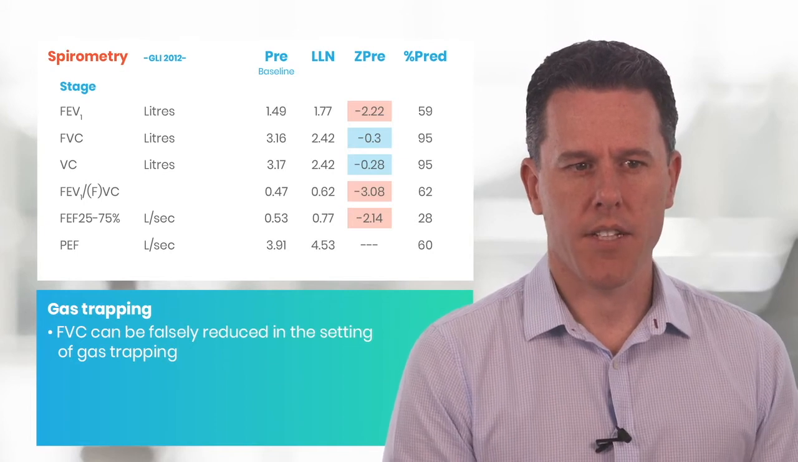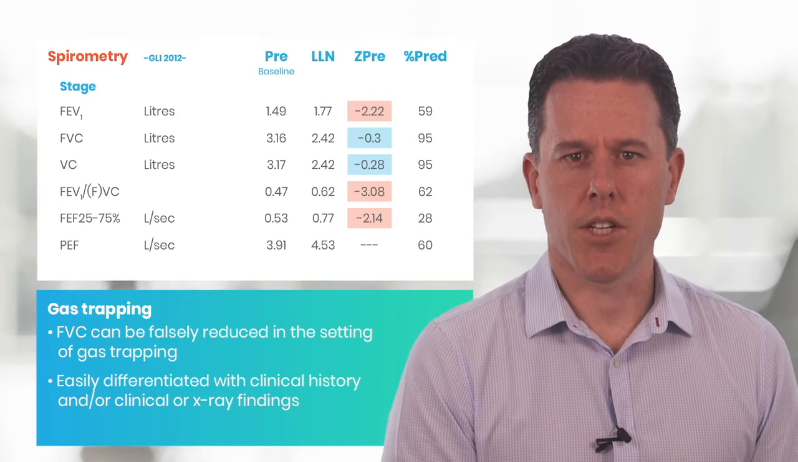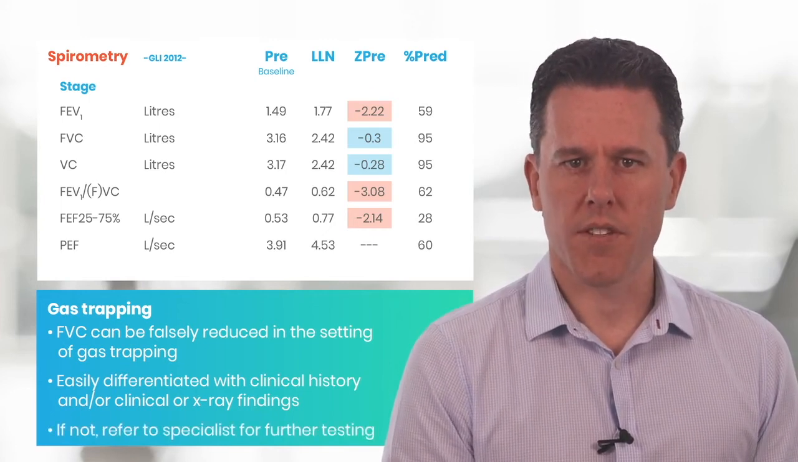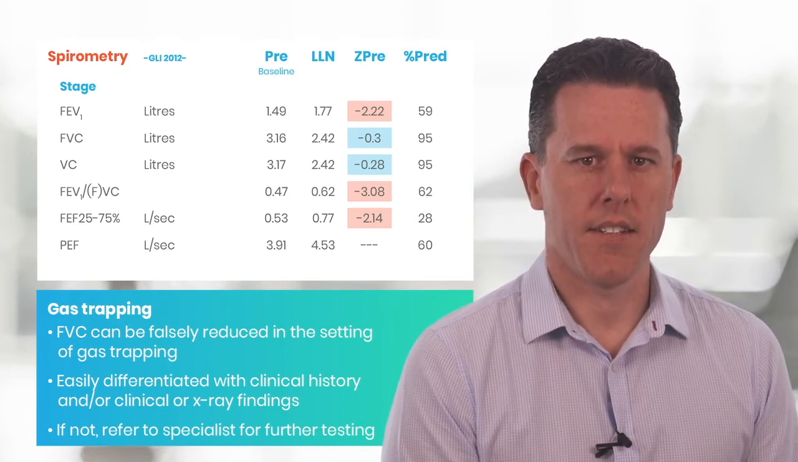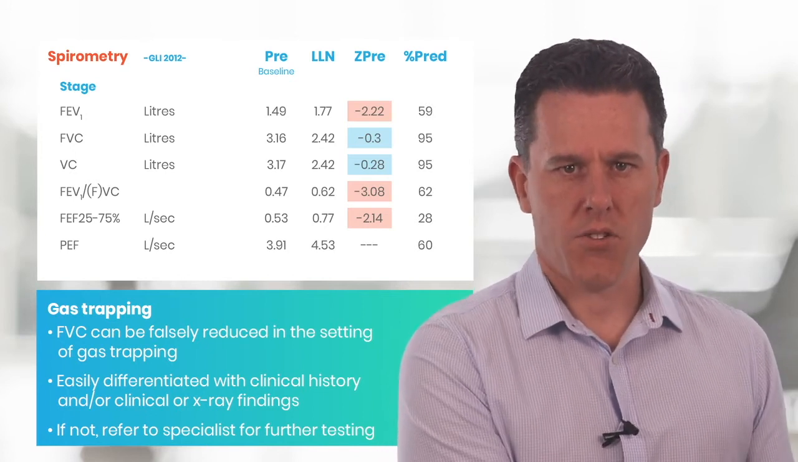But once again, from the clinical history or from the clinical examination or x-ray findings, we can usually determine if that's the case. But if it's not obvious, measurement of lung volumes, which needs to be done in a respiratory lab, can assist in differentiating true ventilatory restriction from gas trapping.